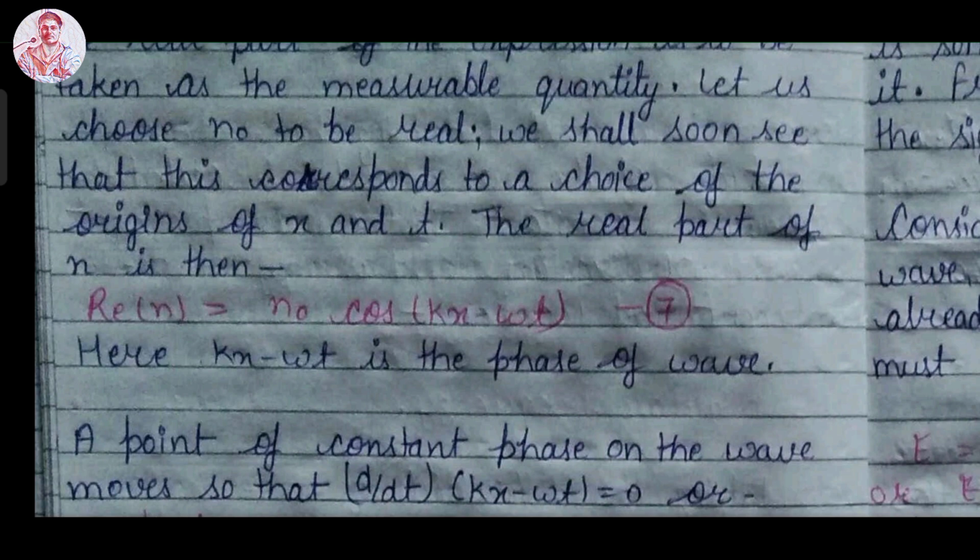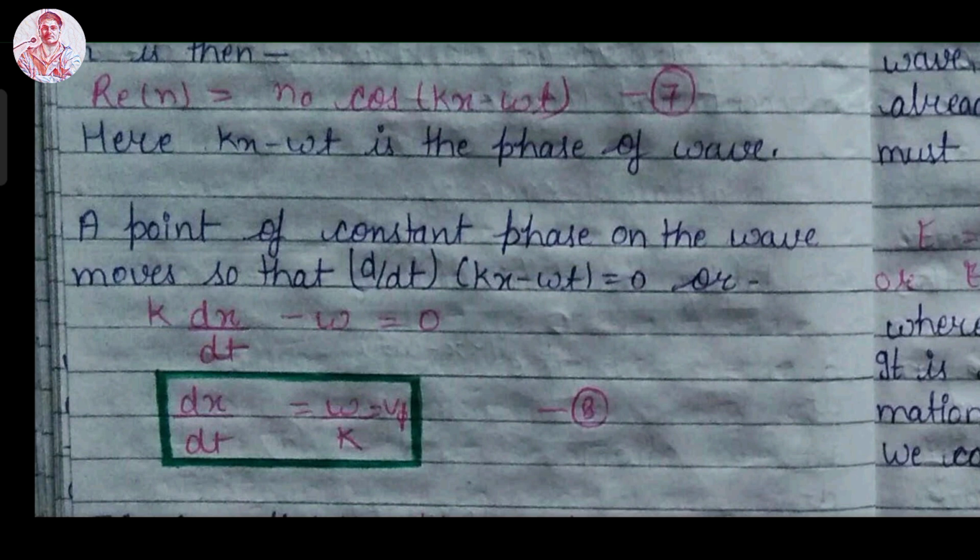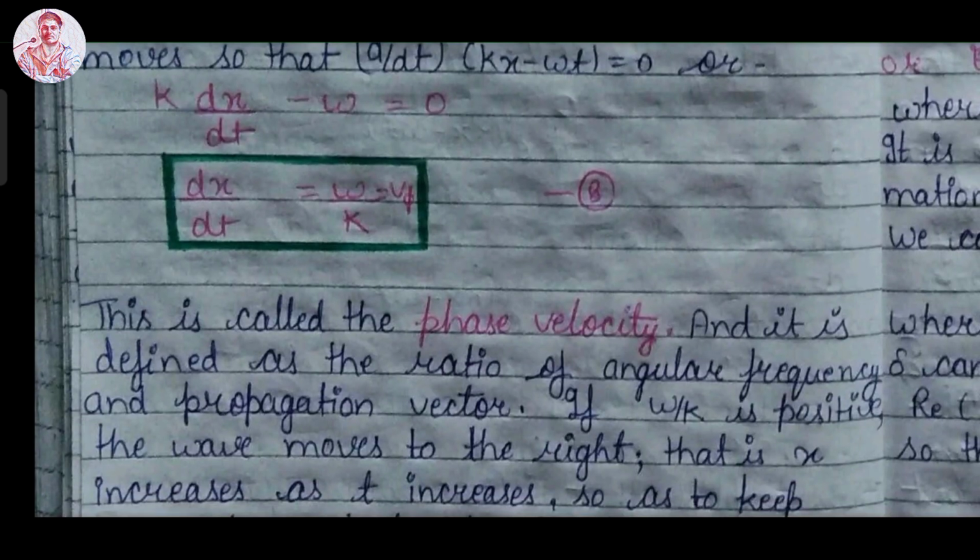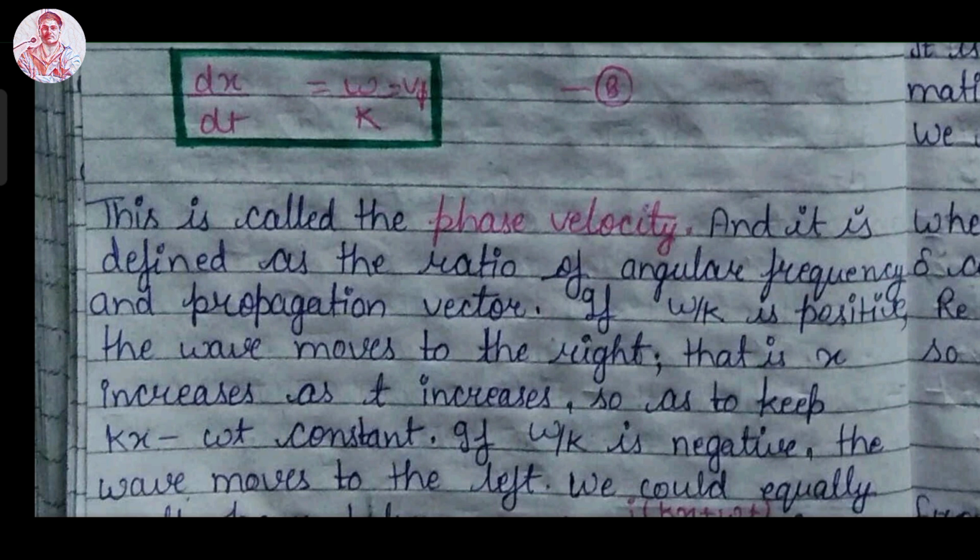Here kx − ωt is the phase of the wave. Because the wave is moving with constant phase, the rate of change of phase should be equal to 0. Then we can write d/dt (kx − ωt) = 0. After that, k dx/dt − ω = 0. Then dx/dt = ω/k, which is equal to v_phi. The v_phi is known as the phase velocity. Basically it is the velocity of a wave which is moving with constant phase.